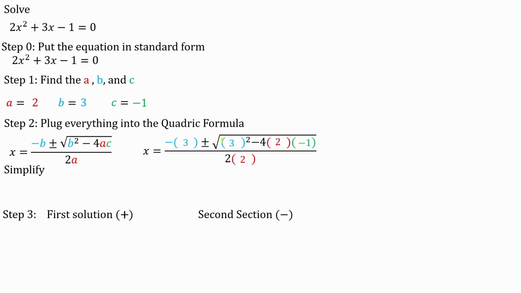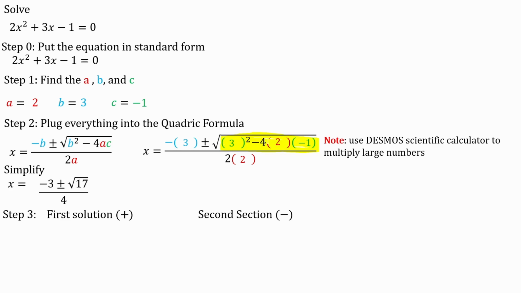This part you have to put in the calculator. Put this part, not the radical part, just put whatever this is. That's what you're putting into the calculator. And you should use Desmos to multiply those large numbers. That is 17. So it is radical 17, because that 17 was what was inside the radical.